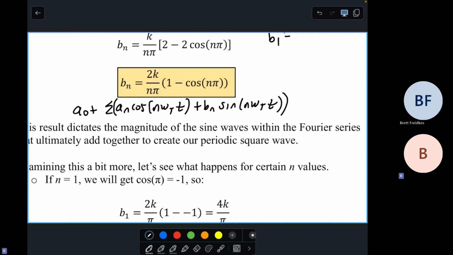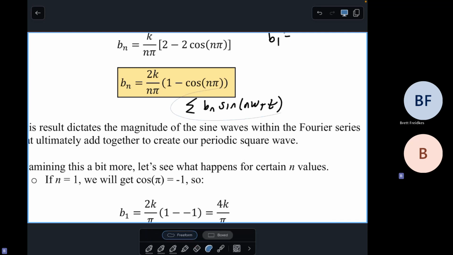That's the definition. In this problem specifically, what was the mean? It was the square wave. It was 0. And we just found that a sub n was 0, which means that all this goes away. We were just left with this b sub n term here. Do we see that?